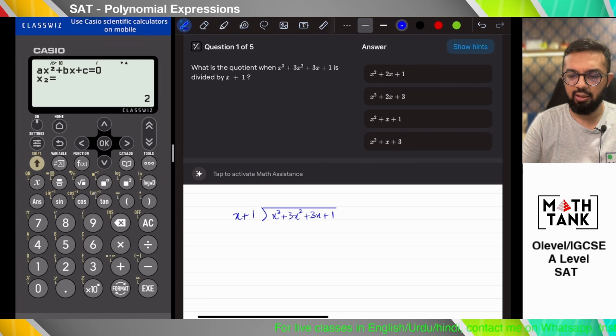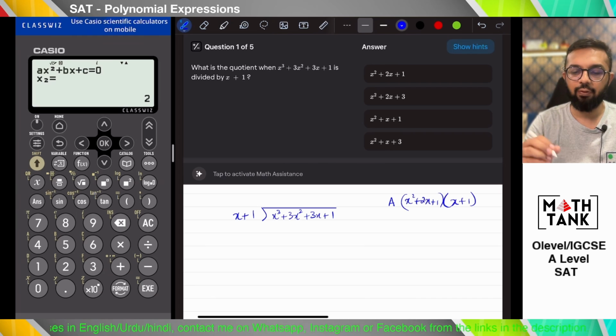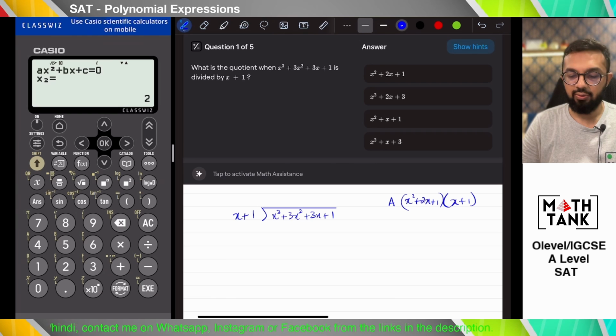What you simply need to do is, if you take answer option A, you think that's the correct answer, you multiply x squared plus 2x plus 1 with x plus 1 and see if you get the expression x cubed plus 3x squared.